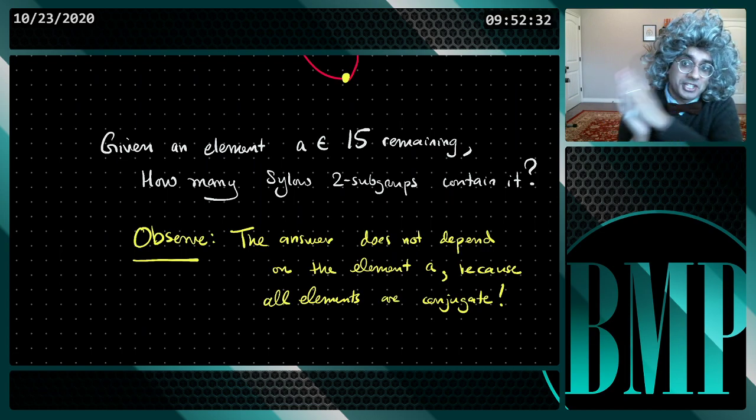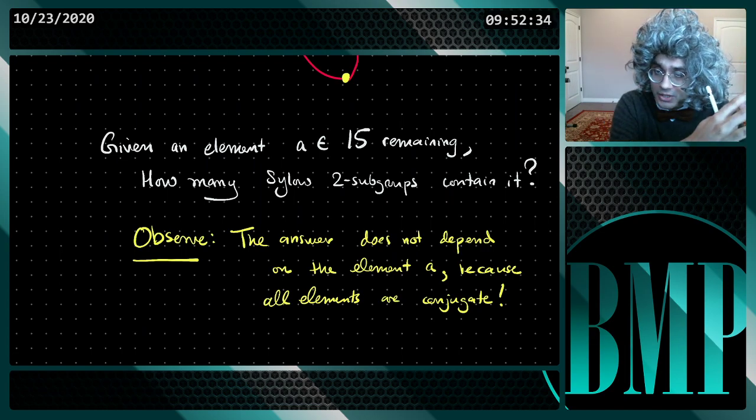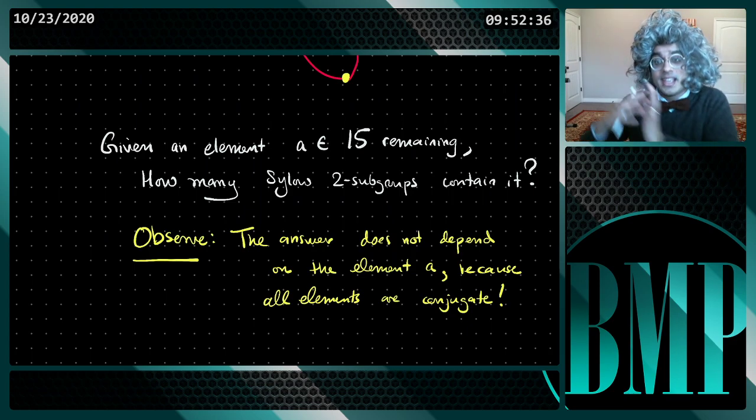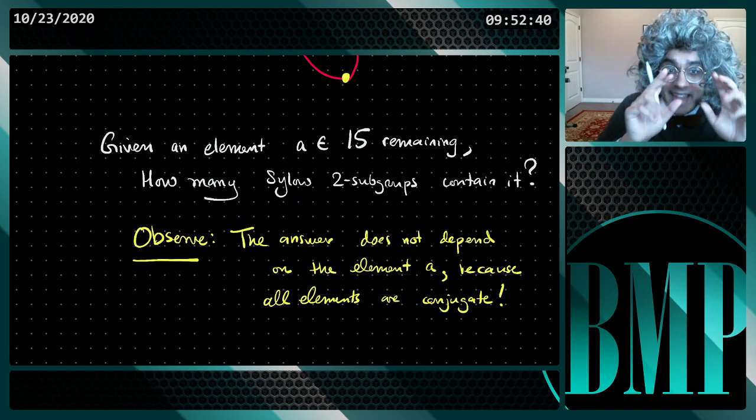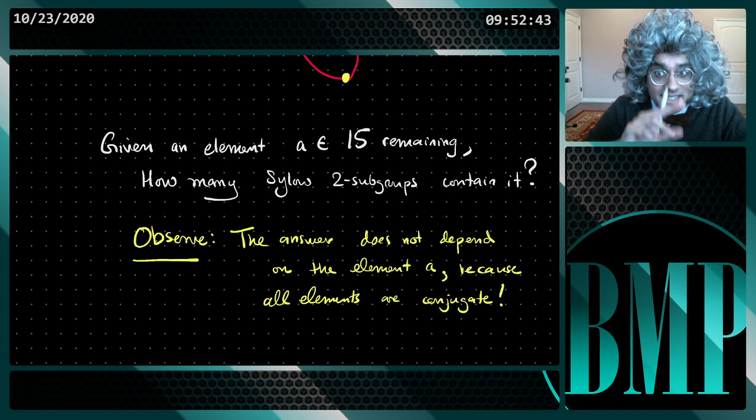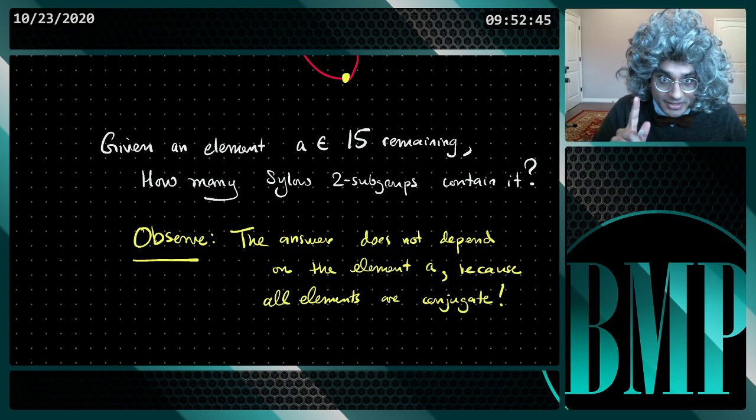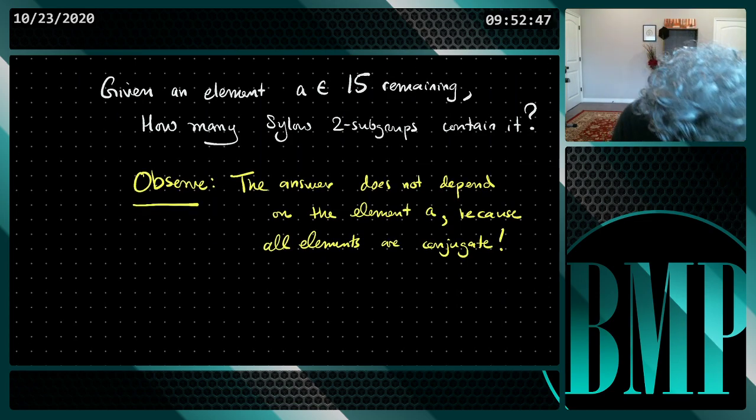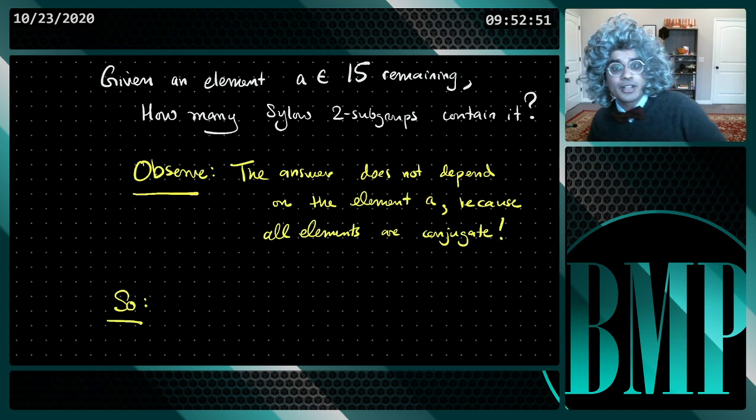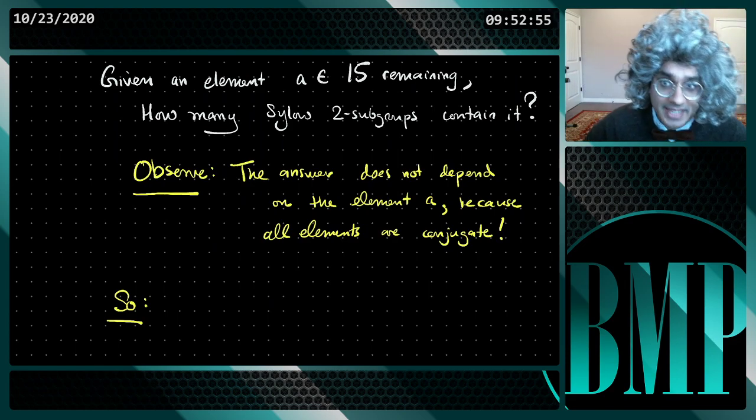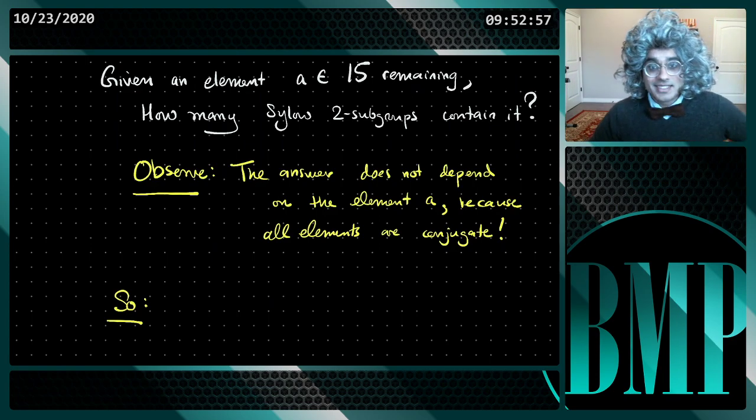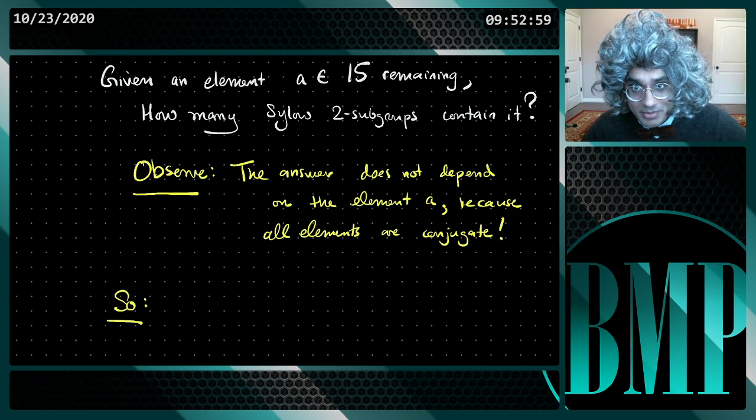Conjugation sets up a bijection between the set of Sylow 2-subgroups containing one element and the set of Sylow 2-subgroups containing the other. So the answer, the number here, is independent of the element. That's great. So let's take a look at what this says. Given an element, how many Sylow 2-subgroups contain it? The answer is independent of the element.